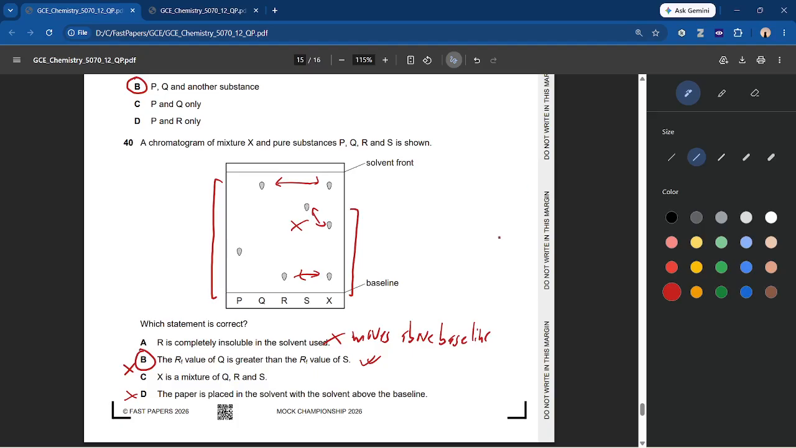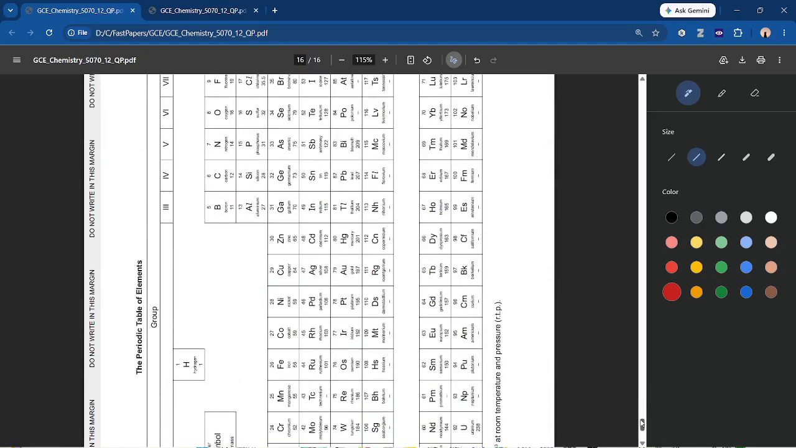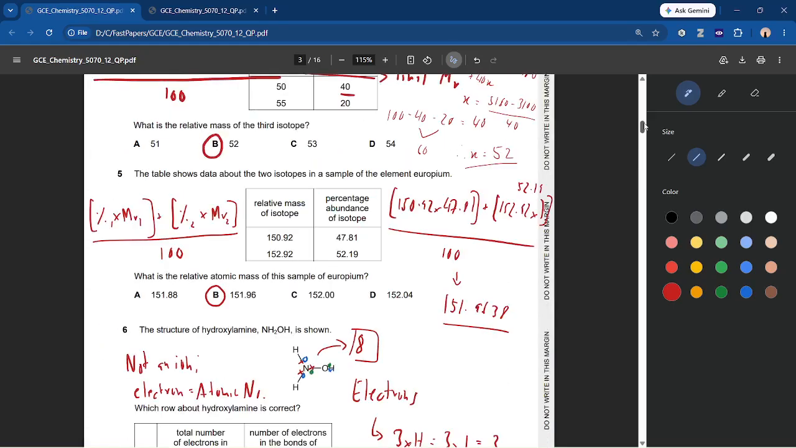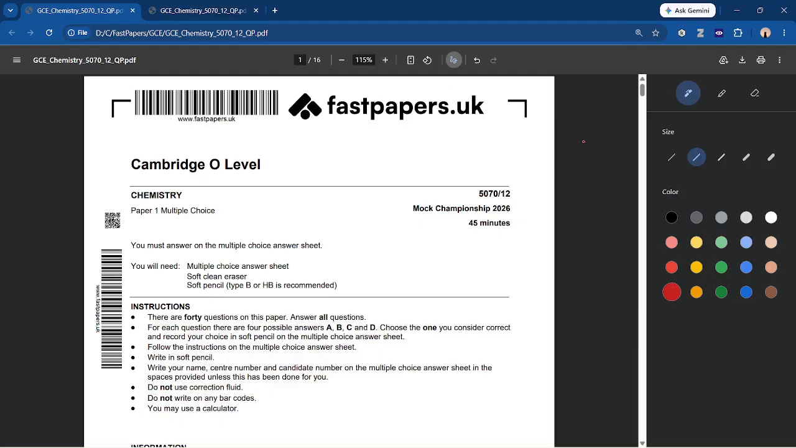So yeah, pretty straightforward paper. Maybe some parts of it were a bit tricky, but as long as you paid attention to the questions and you didn't panic, I'm sure you guys will do fine.